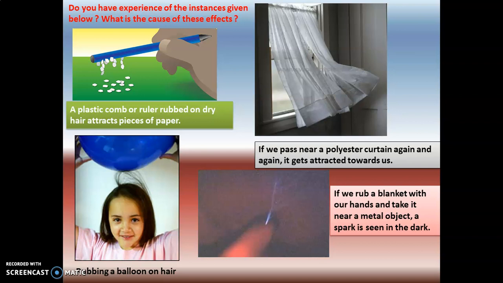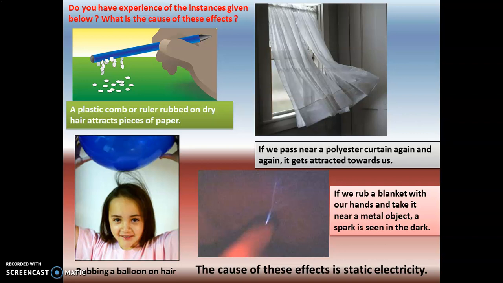Okay, so now what is the reason for all this? You must have come across many such instances. So what is the reason? The cause of this effect is static electricity. So the main topic that we are going to study in this lesson is static electricity.